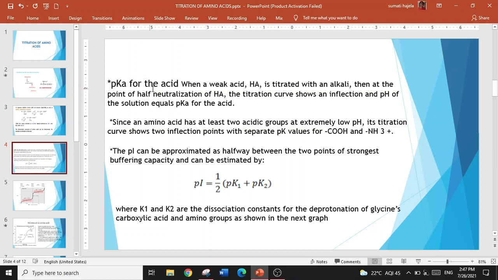Now, pKa for the acid: when a weak acid, for example HA, is titrated with an alkali, then at the point of half neutralization of HA, the titration curve shows an inflection and the pH of the solution equals the pKa of the acid. pKa is the pH at which the acid is half neutralized by addition of alkali.